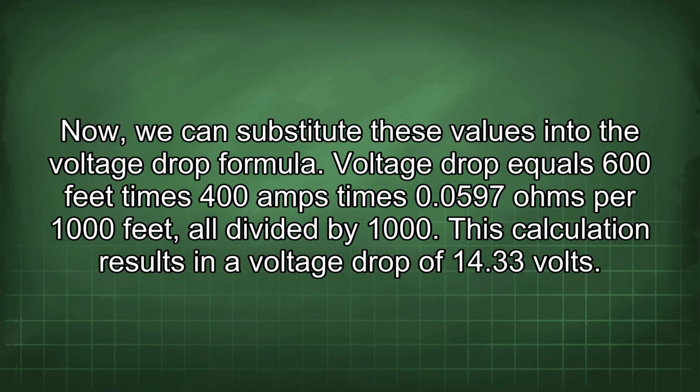Now, we can substitute these values into the voltage drop formula. Voltage drop equals 600 feet times 400 amps times 0.597 ohms per 1000 feet, all divided by 1000. This calculation results in a voltage drop of 14.33 volts.